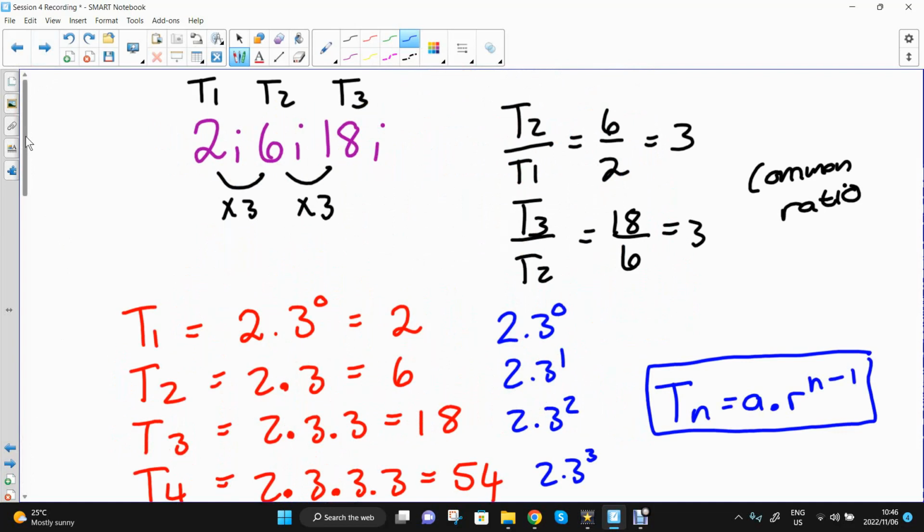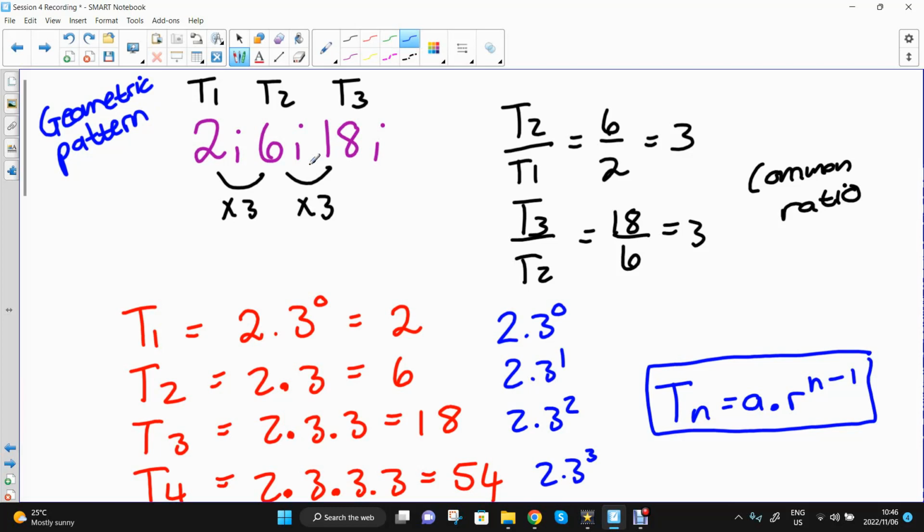Then the final pattern that we are going to have a look at is called the geometric pattern. Geometric pattern. Now, this pattern, I think you are only going to be introduced to in grade 9. Some of you might have seen the geometric pattern already introduced in grade 8.